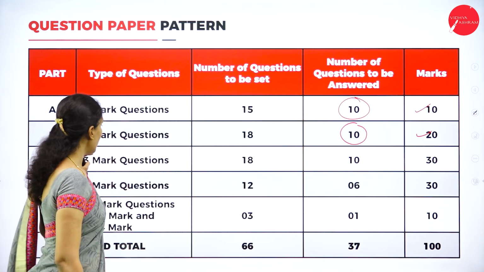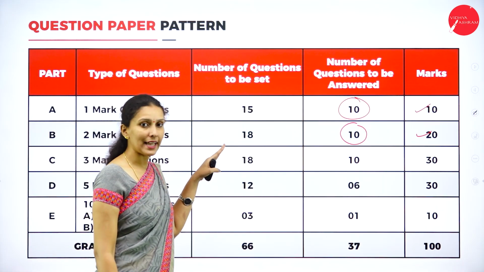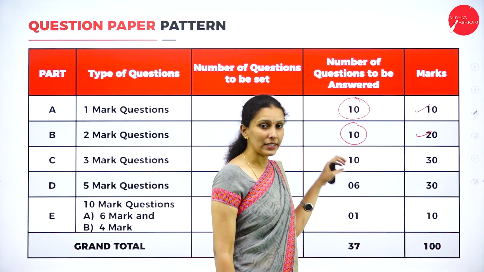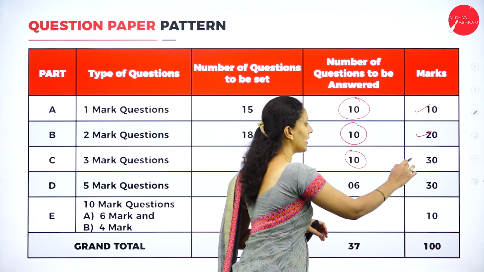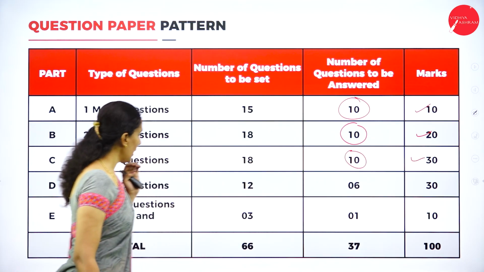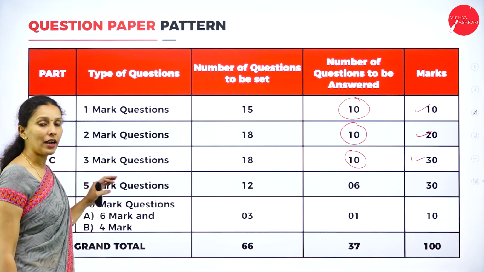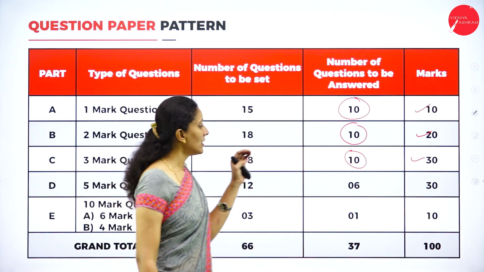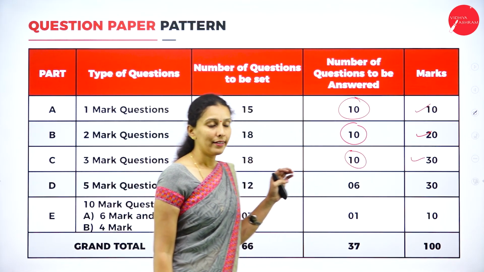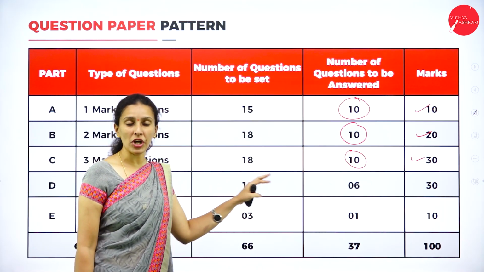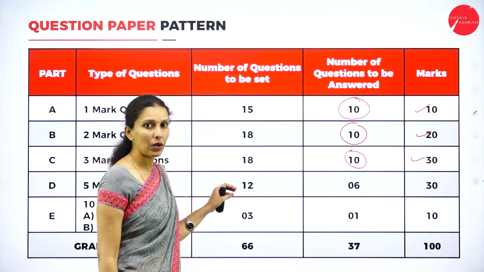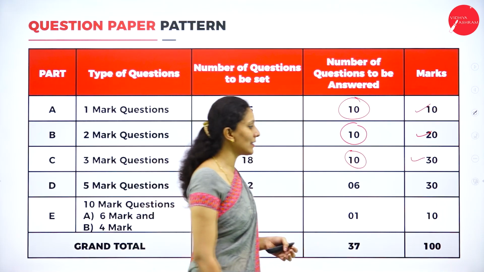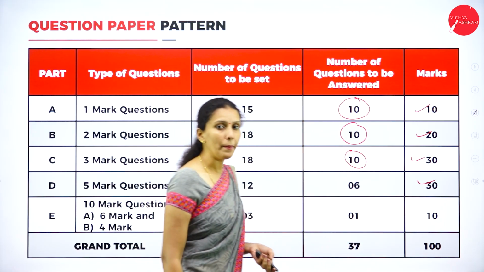And from part C, the number of questions they have set is 18. Out of 18, again here also you have to select any 10 questions and attend them. So you will get 30 marks. In part D, containing 5 mark questions, you have 12 questions out of which you have to attend 6. That is exactly 50% choice in part D. So out of 12 questions you have to attend only 6 questions which contain 5 marks. So 6 5s are 30 marks you will get from part D.